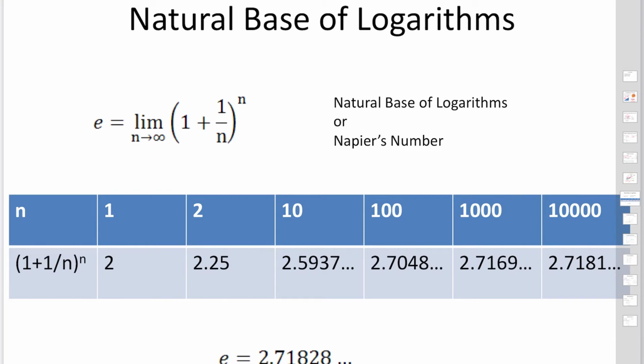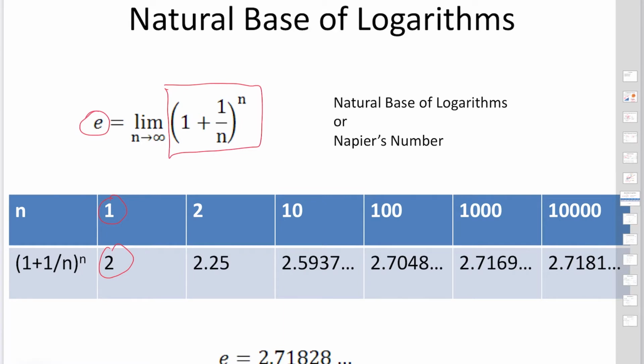Natural base of the logarithm, we use this e. We call it the natural base of the logarithm or Napier's number because Napier discovered it. If you consider this function, 1 plus 1 over n, with the power index n, and substitute n equal 1, it becomes just 2, because 1 plus 1 is 2. If you substitute 2, it becomes 2.25. And then substitute 10, it's increasing.